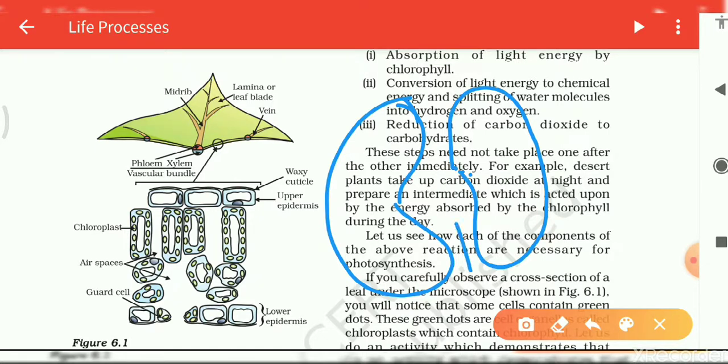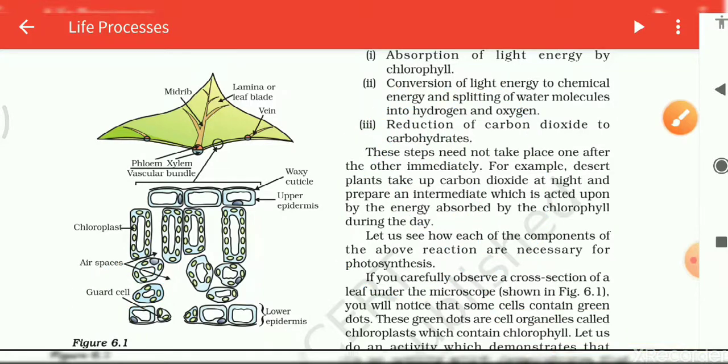This is the opening of the guard cells, and with its help it helps in the exchange of gases and transpiration. The function of the guard cells or stomata is also very important. A question will be asked: draw the diagram of the stomata. This question is also asked in the exam.